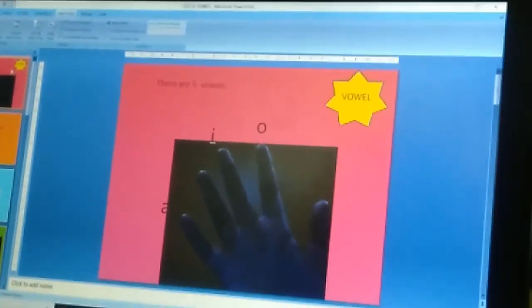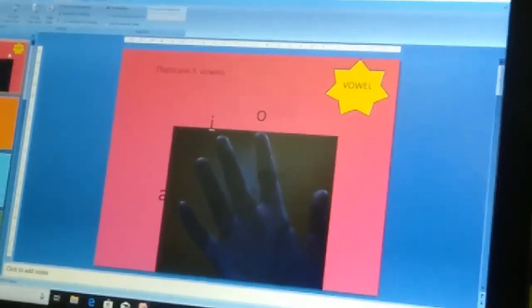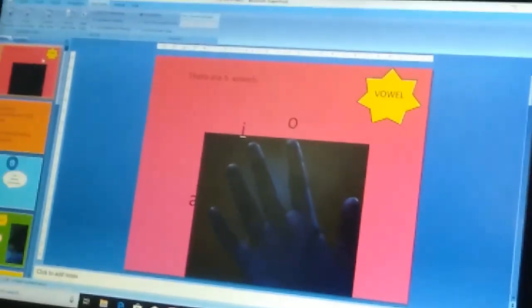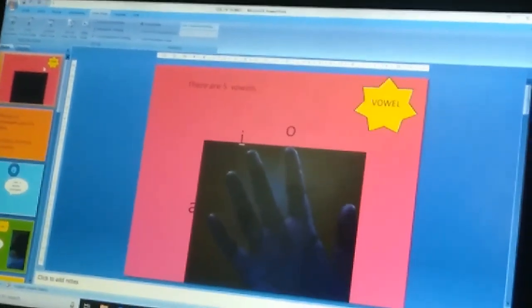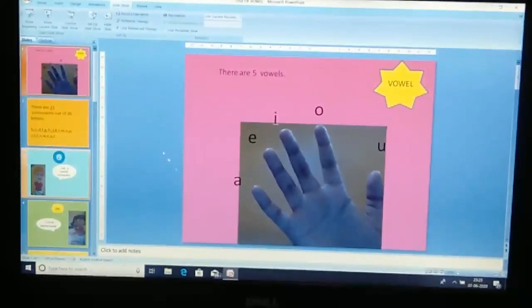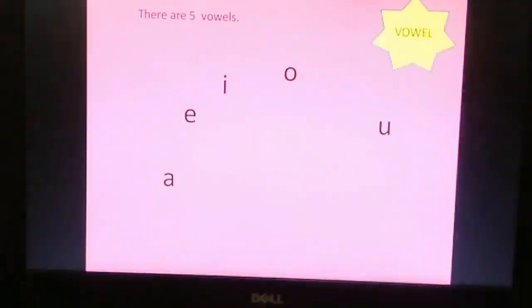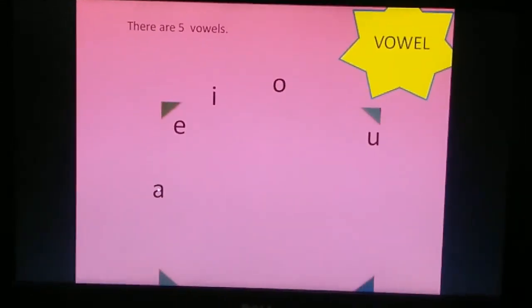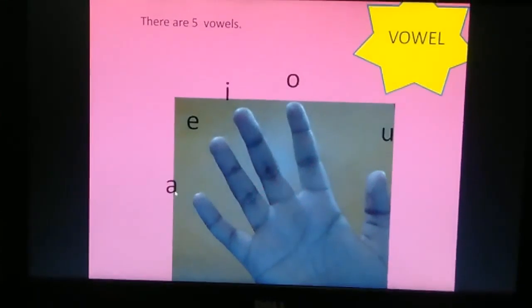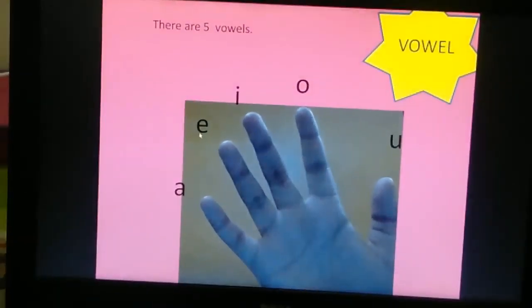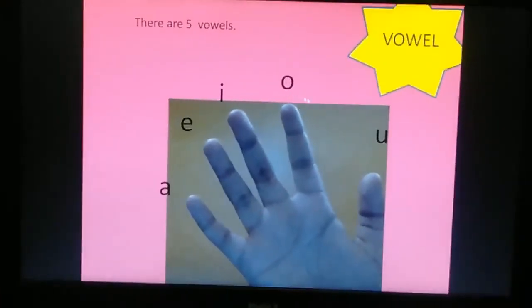There are 26 letters in the English alphabet, A to Z. There are 5 vowels: A, E, I, O, U.